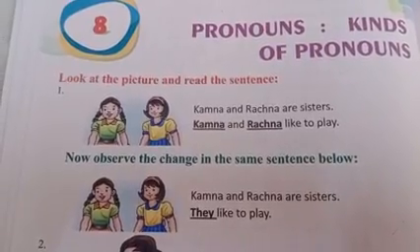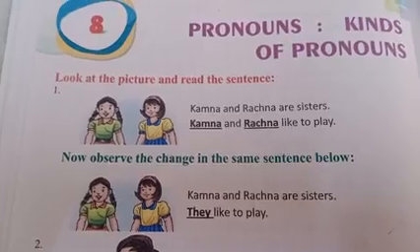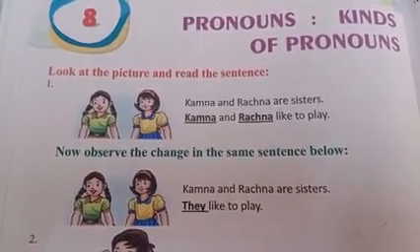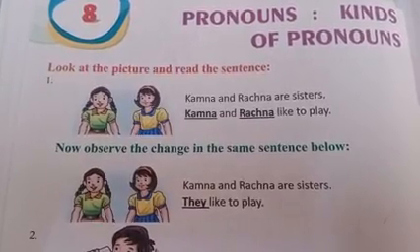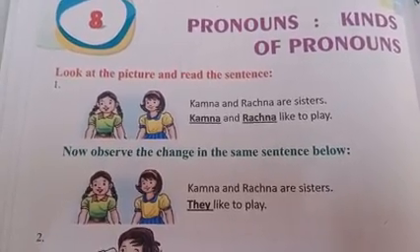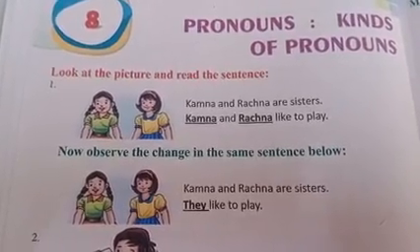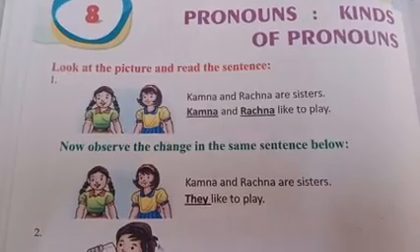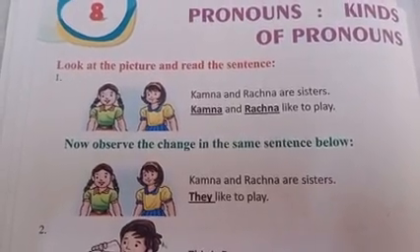Kamna and Rachna are sisters. Kamna and Rachna like to play. Now observe the change in the same sentence below. Kamna and Rachna are sisters. They like to play. So in place of Kamna and Rachna, we are replacing them with the word they, which is a pronoun.